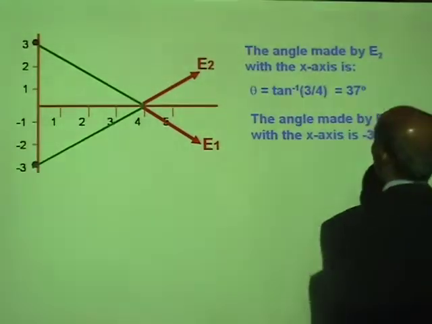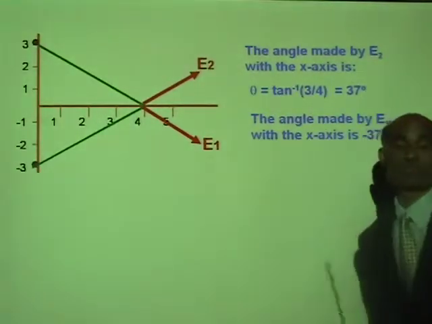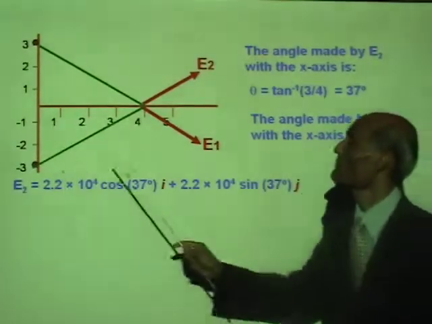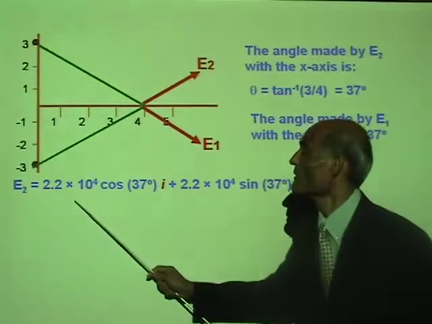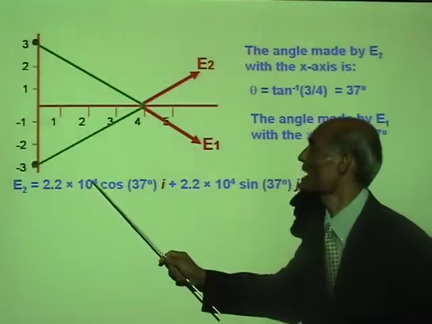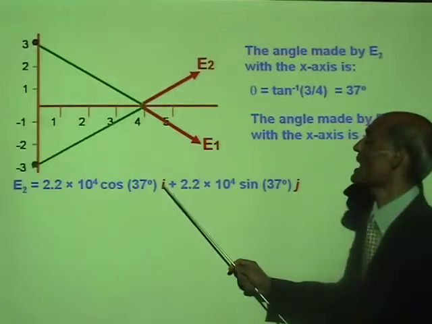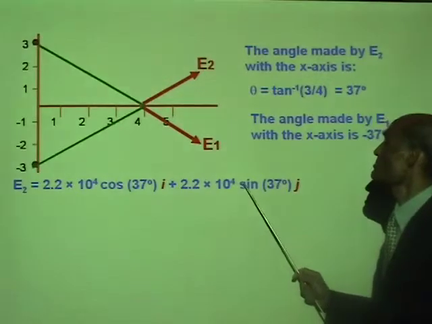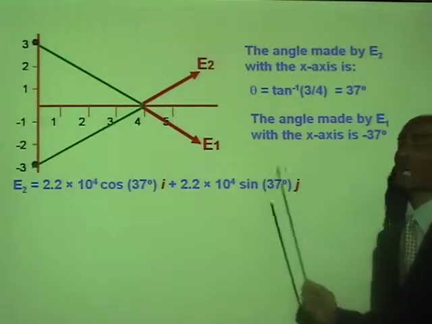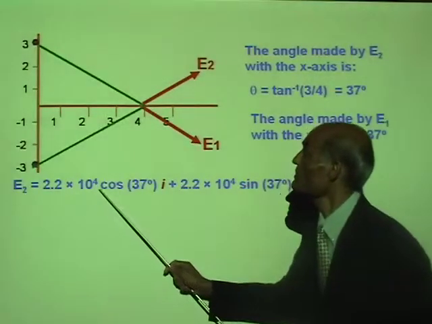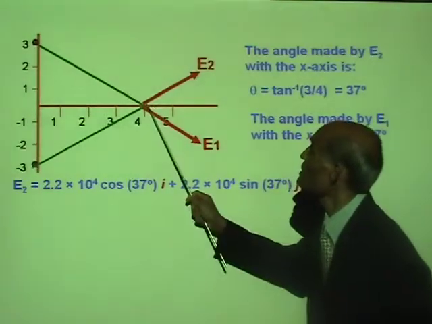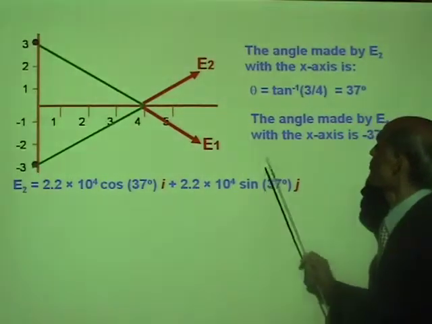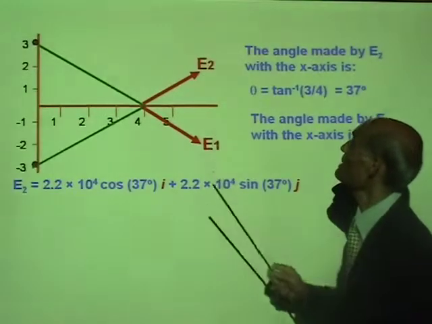Can you now write E1 and E2 in terms of the x and y components? How would you do that? E2 equal to the magnitude of it, 2.2 times 10 to the 4 cos 37 i, that is the x component, plus 2.2 times 10 to the 4 sine 37 degrees j. So 2.2 times 10 to the 4 cos 37 degrees is the x component of E2, and 2.2 times 10 to the 4 sine 37 is the y component.